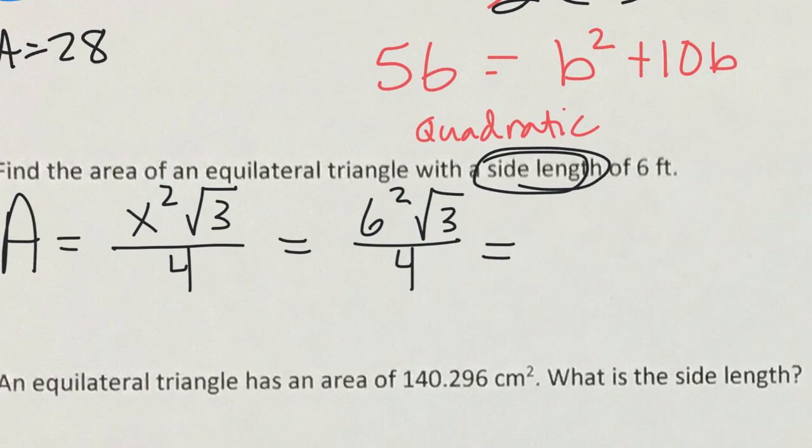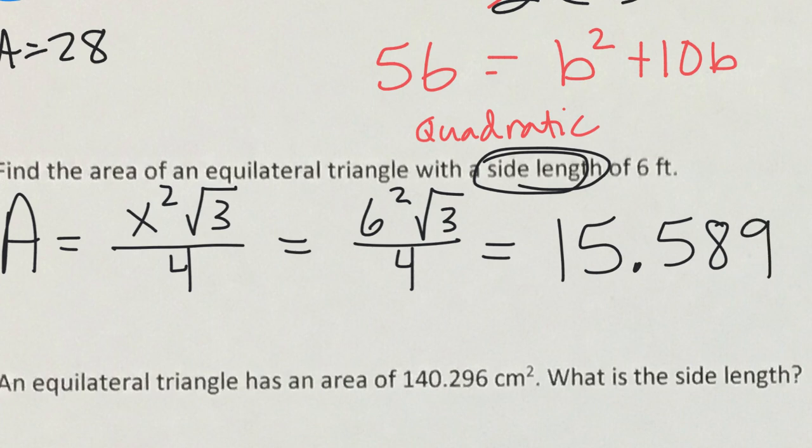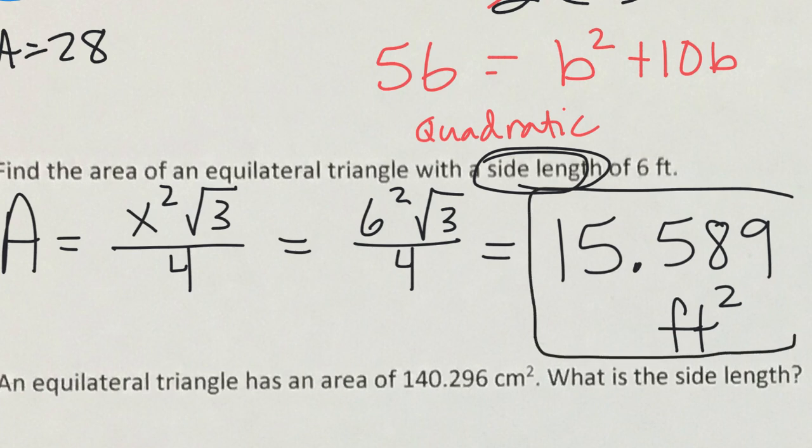Okay, 6 squared times the square root of 3 divided by 4. We plug that right into your calculator, and that's what your answer is, 15.589 if we're going to round to 3 decimals. And area is always a squared unit, so we have square feet as your answer.